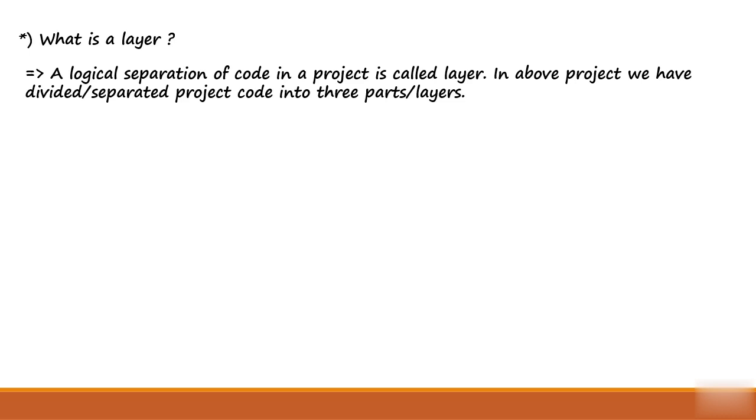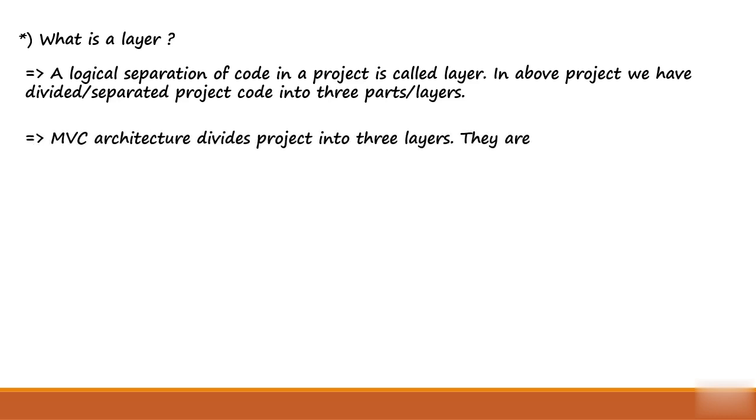Those terminologies are nothing but layer names. MVC architecture divides a project into three layers. First is the model layer, second is the view layer, and third is the controller layer. Model layer is nothing but persistence logic. Whatever logic we write to use the database and to send data to the database comes under the model layer.